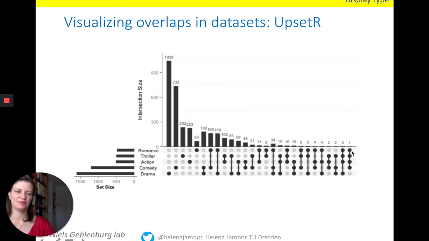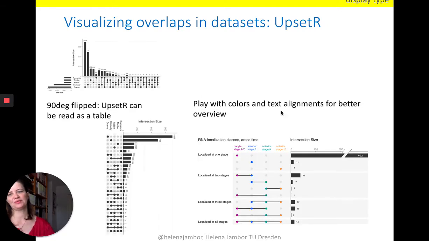So there's no item that appears in all of the movies, but there is one item that appears in romance, thriller, action, and comedy. A slight improvement of this kind of chart would be to flip it around. So if you flip this chart by 90 degrees, I find it a lot easier to see.